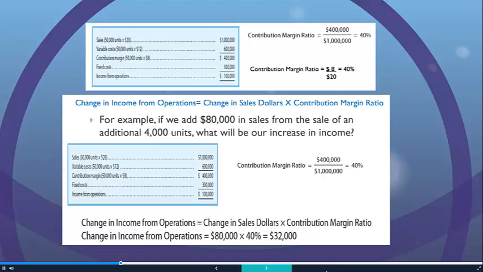I can also look at this on a per unit basis because I know my contribution margin per unit is $8. Therefore, if I sell 4,000 units, I'm going to make $8 per unit more. So 8 times 4,000 units is also $32,000.